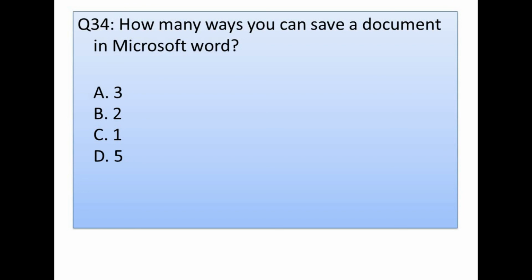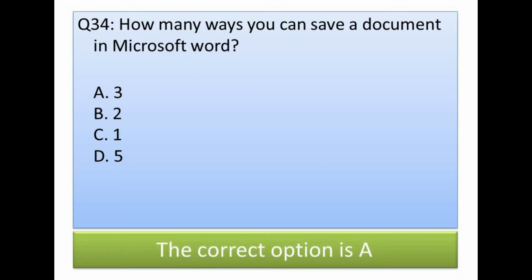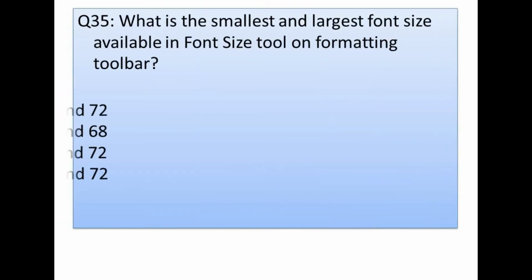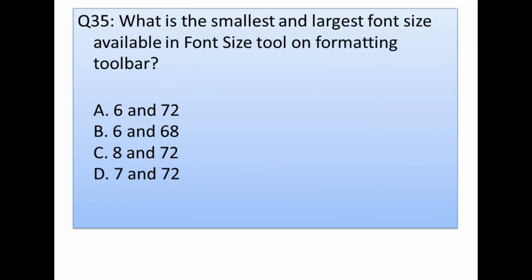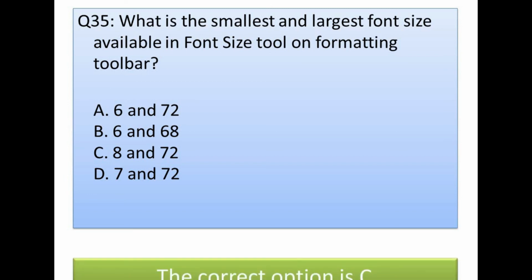How many ways can you save a document in Microsoft Word? 3, 2, 1, 5. Correct option is A. What is the smallest and largest font size available in font size tool on formatting toolbar in MS Word? 6 and 72, 6 and 62, 8 and 72, 7 and 72. Correct option is C.